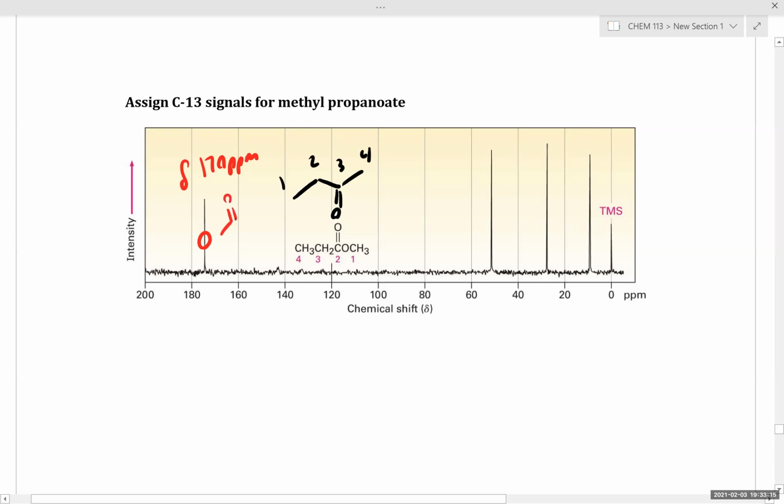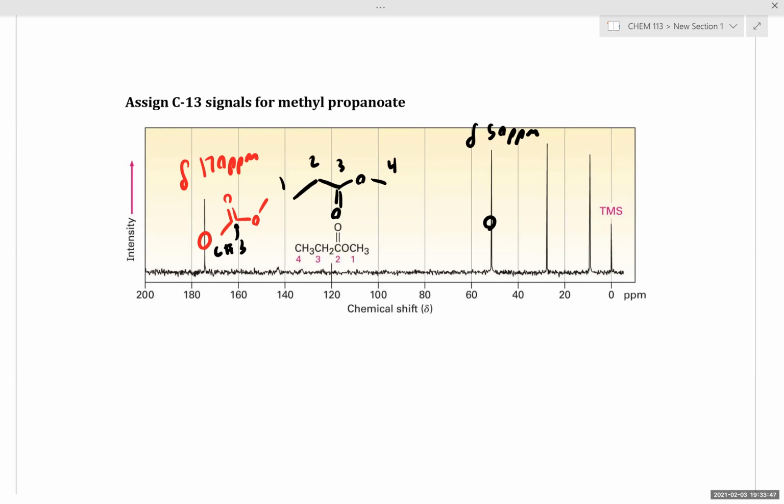This 170 parts per million signal is a typical carbonyl carbon or an ester carbon. Whoops, let me adjust this structure. There we go. So that matches carbon number 3. Okay, what about this signal at around 50 parts per million? What signal would be downfield at around 50 parts per million? What does that remind us of? So 50 parts per million, adjacent to a withdrawing group, that reminds us of an ether or an ester carbon attached to the oxygen. Yep, so that would be carbon number 4.